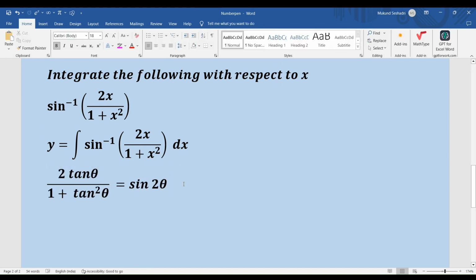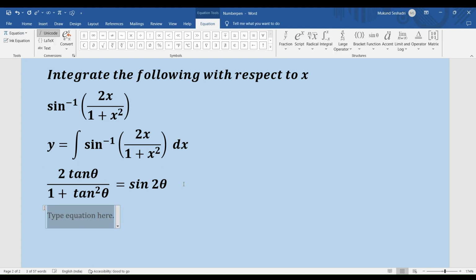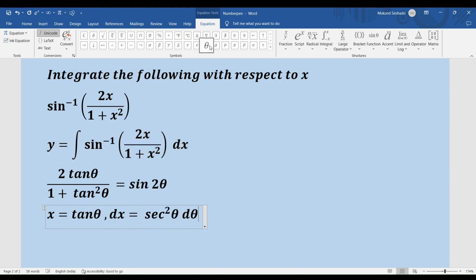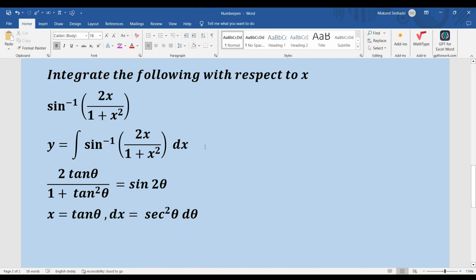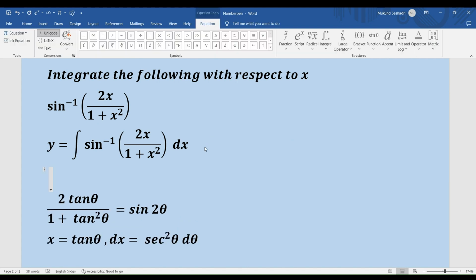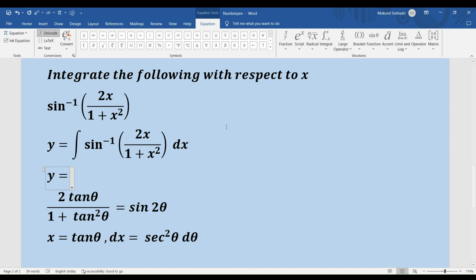That's the identity. Now, can I connect this identity with 2x by 1 plus x square? Yes, indeed, I can do that, but with the substitution x equals tan theta. And when I do this substitution, I see that my y expression will become a lot simpler. My x equals tan theta, therefore my dx equals secant square theta d theta. Right, now I go back to my y and I apply this particular substitution into my y.